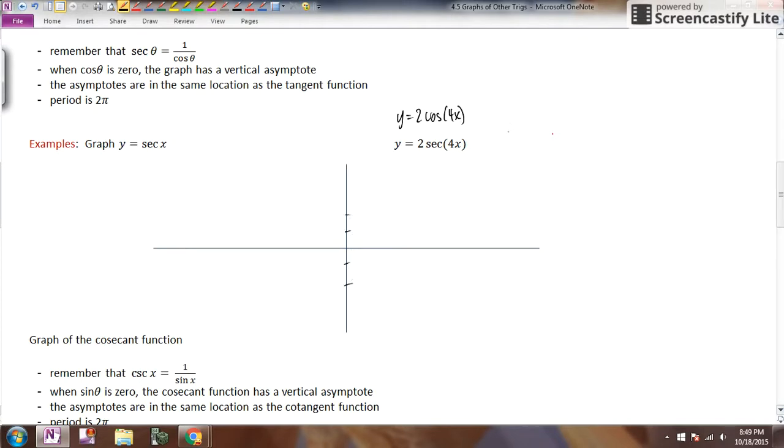You'll mark out your period is 2 pi over 4. So that's pi over 2. Remember, the period was 2 pi over 4. So that's why it's pi over 2. We're not on tangent anymore, so be careful. Cut it in half is pi over 4. Cut those bad boys in half, right? Come out here to negative pi over 2. Cut that in half is negative pi over 4, and cut those guys in half.